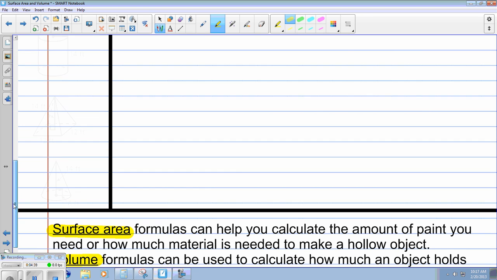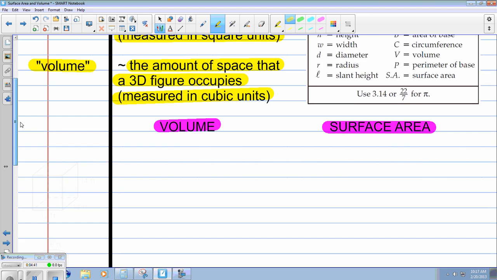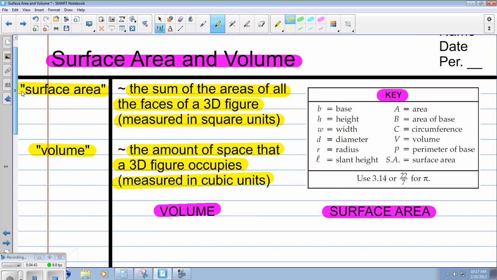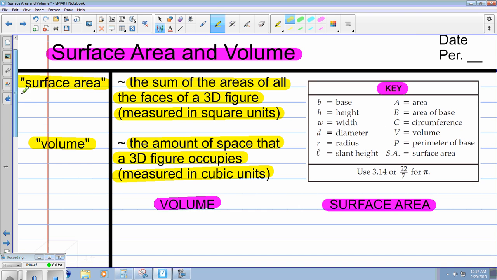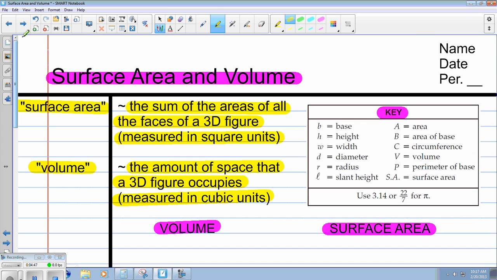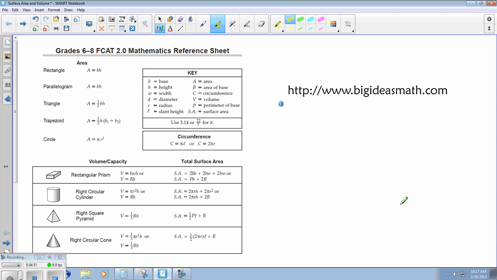All right, now that we have that done, let's go back up to the top. And before we move on any further, I want to make sure that we have a reference sheet. So if you have one in your binder, which you should, go ahead and take that out of your binder and keep it on the desk next to you so that you can refer to that throughout this lesson. If you don't have one in your binder, here's how you can get one.